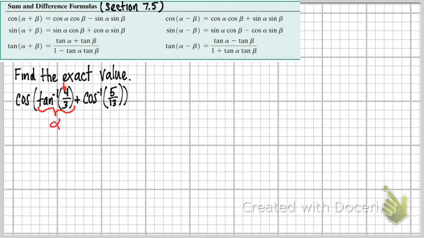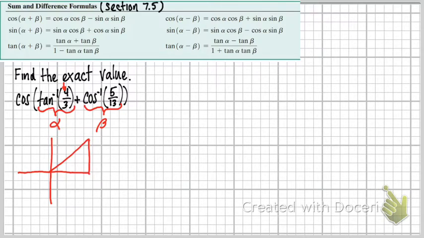So this is going to be an alpha, and this here I'm going to call beta. What we're going to do is set up two triangles for these. Now when I do tan inverse, it either lives in the first or fourth quadrant. But since that ratio there is positive for tangent, it's going to put it in the first quadrant.